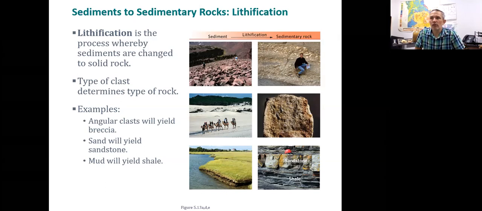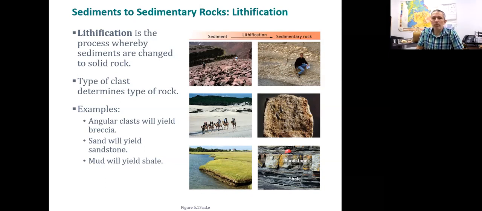And so when we start looking at the middle image there, we have a desert where we have some winds blowing around. Looks like a lot of desert sand that got glued back together to form a sandstone. And then the muds were going to yield a shale.